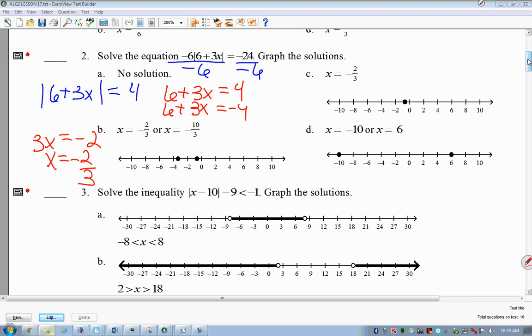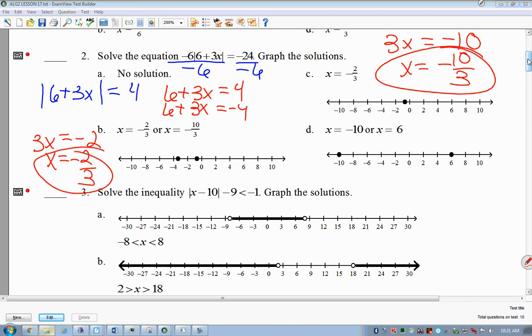Let's come over here. Then I've got 6 plus 3x equals negative 4. What am I going to do first? Okay, so I get 3x equals what? Negative 10. All right, now what? So x equals what? Negative 10 over 3. So my two answers are this and this. Do I see anything that matches those two things? B matches those. Okay, I get two answers.